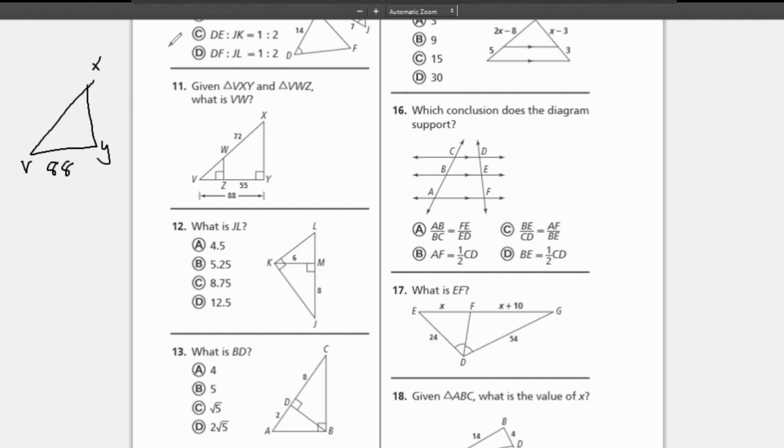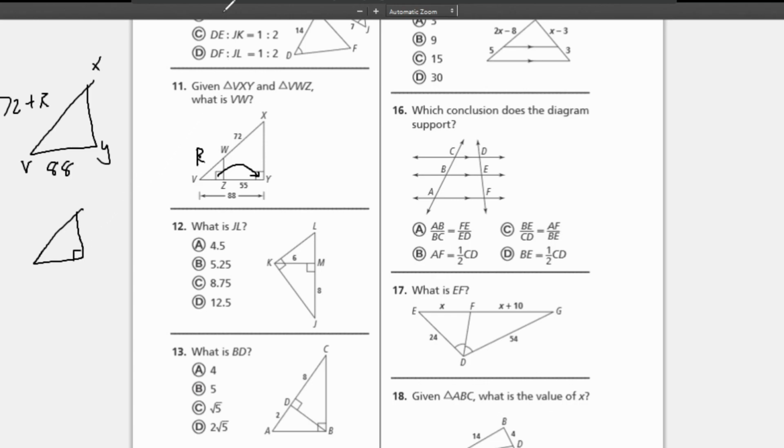I have no idea what XY is, but I can see here that XV is 72 plus some number. We've already used X and Y on the screen, so let's go with R. So this is just 72 plus whatever R is. And then it says, and VWZ. VWZ is this little one, so I'm going to draw it underneath. I'm going to make sure that it's orientated in the same way. I can see that this angle is 90 degrees and this angle is 90 degrees. So I'm going to make sure I have my 90-degree angles together.